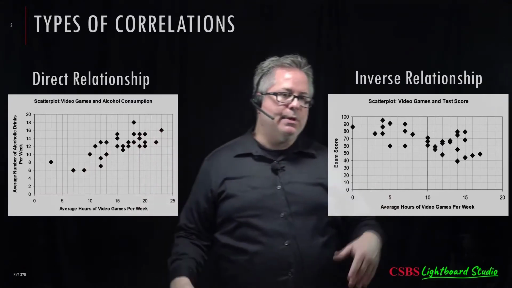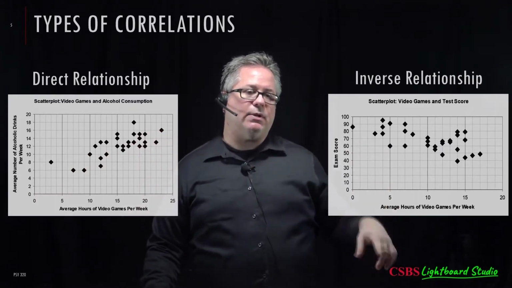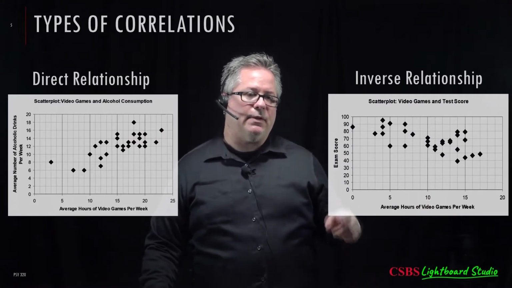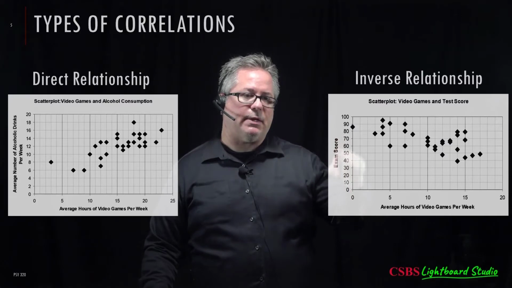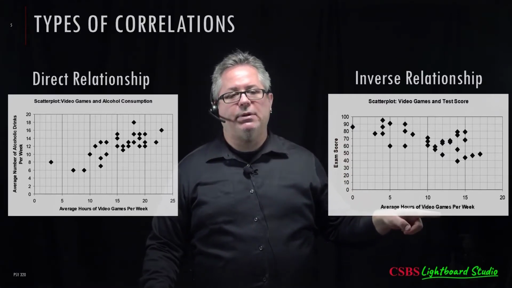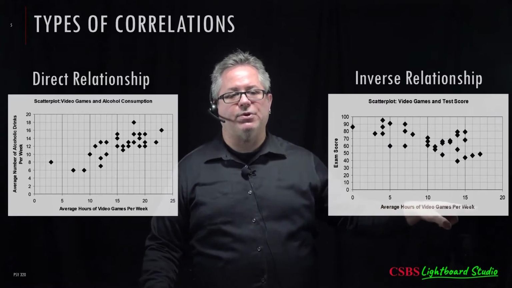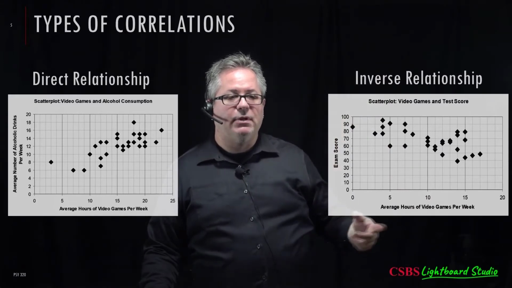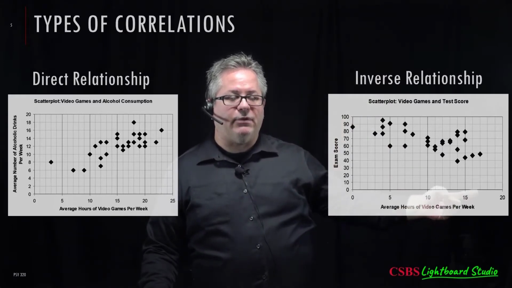On the other hand, this one is the same thing. It's the average number of hours of video games per week, and this side is exam score. So you see that as the average number of video game hours goes up per week, in this direction, the value for the exam score actually comes down. Again, it's not perfect. It's not like these people down here are getting zeros or something.